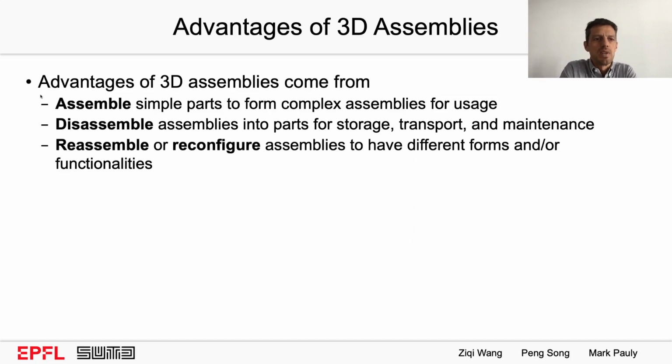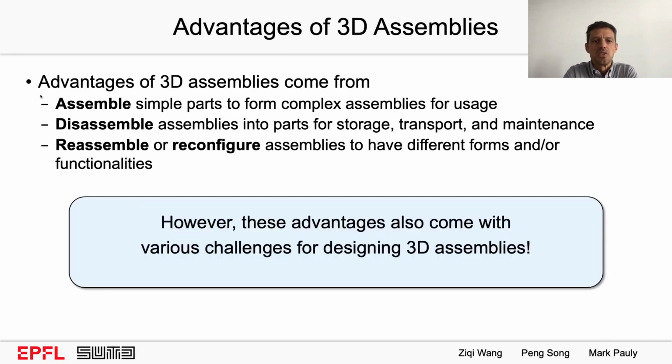So in summary, the advantages of this type of 3D assembly come from the fact that we can take simple forms and aggregate them into complex shapes. They can be disassembled and rearranged, for example, for storage and transport, and we can reassemble and reconfigure assemblies to adapt their form or functionality. However, these advantages also come with various challenges for design. So let me quickly walk you through these design challenges.